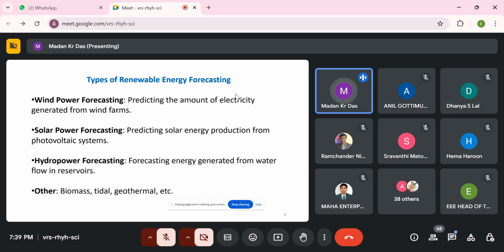Floating wind technology is gaining traction, enabling energy generation in deeper waters. Now we have discussed hydro forecasting, forecasting energy generation from water in reservoirs. While traditional hydropower growth is slowing due to environmental concerns, pumped storage projects are gaining interest for grid stability. Others include tidal, geothermal, and battery storage.